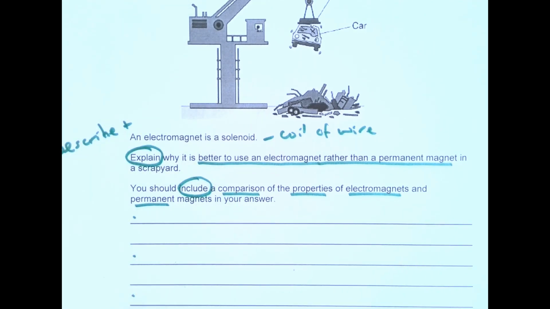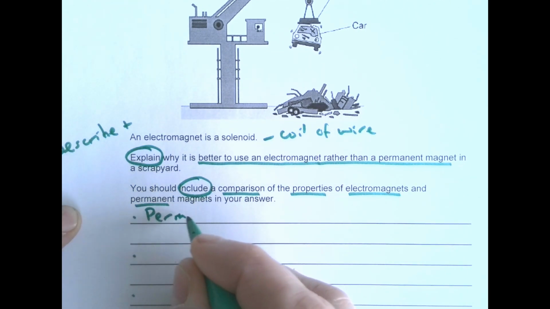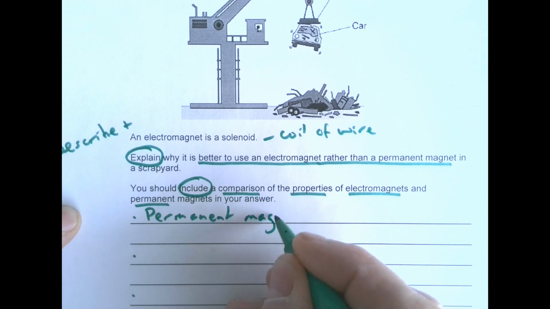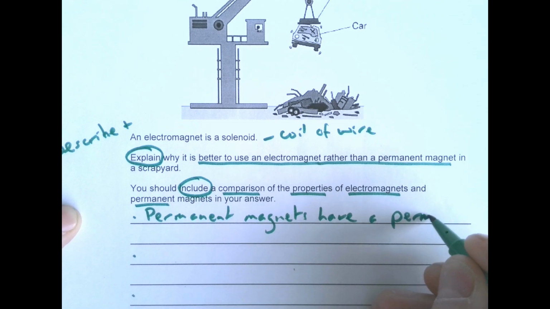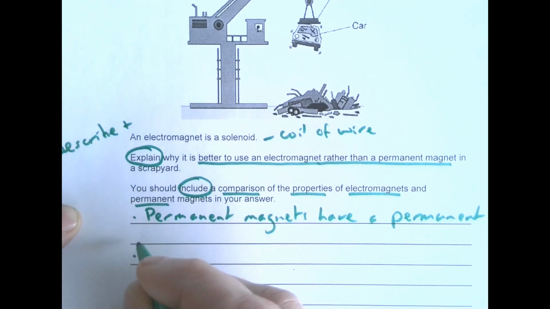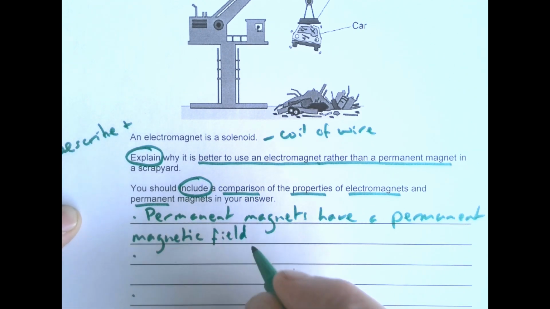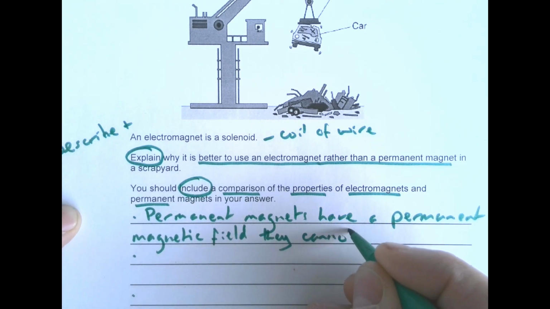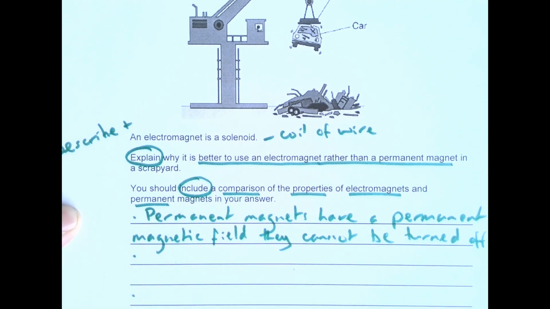First of all, describe. Permanent magnets. I'm going to describe what a permanent magnet is. Permanent magnets have a permanent magnetic field. And what do I mean by that? Well, they can't be switched off. They cannot be turned off. So permanent magnets have a permanent magnetic field. They cannot be turned off.